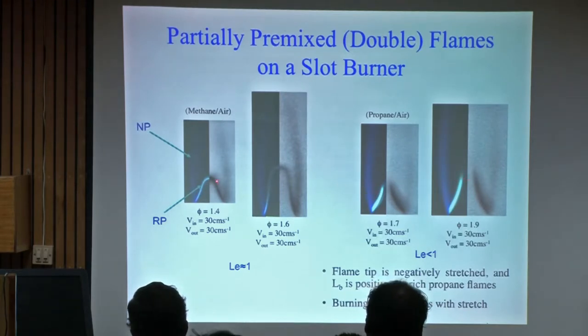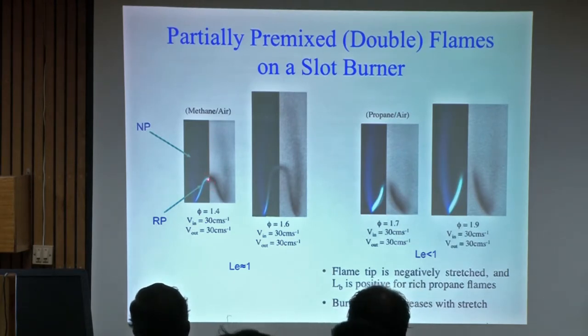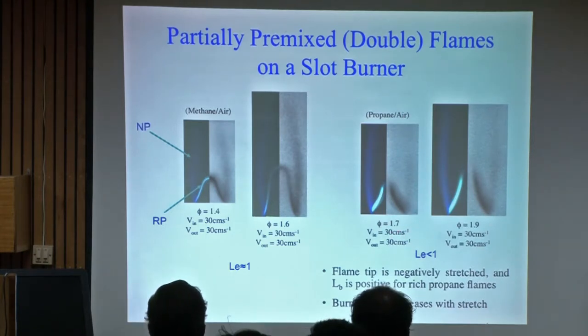So you see the tip of the methane flame. This is a partially premixed flame, so you have two reaction zones. But what we are studying today is the premixed flame part, right? So you don't see any extinction of this flame near the tip for methane. Lewis number is almost close to 1. For rich propane flames, the Lewis number is less than 1.